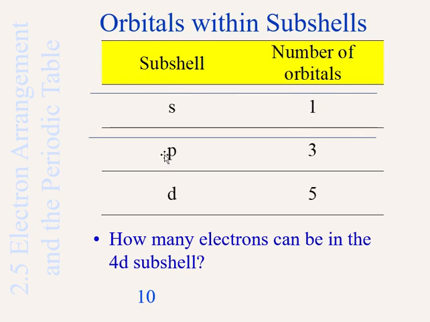When you have the p orbital, how many electrons are possible? Because the p subshell has 3 orbitals, there are 3 times 2, 6 electrons possible. And how many electrons can be found in a d subshell? Because we have 5 orbitals in the d, we have 5 times 2, 10 electrons. It doesn't matter if it's 4d or 3d.